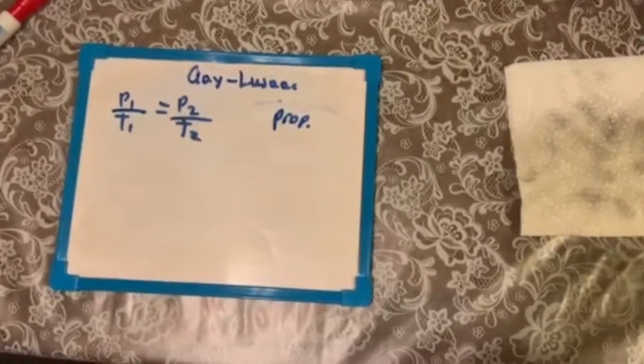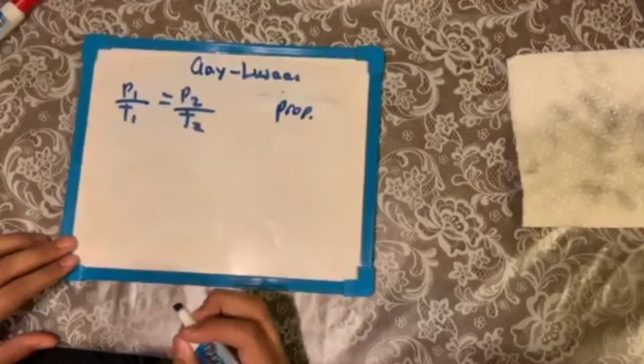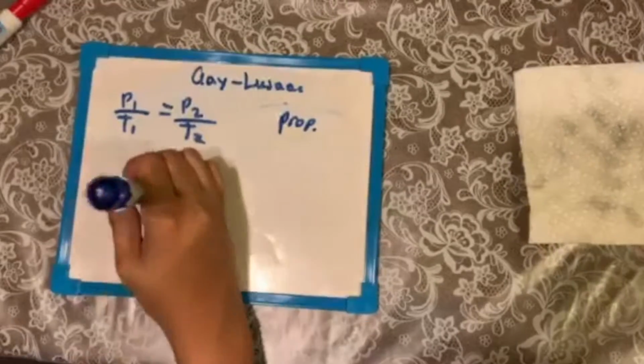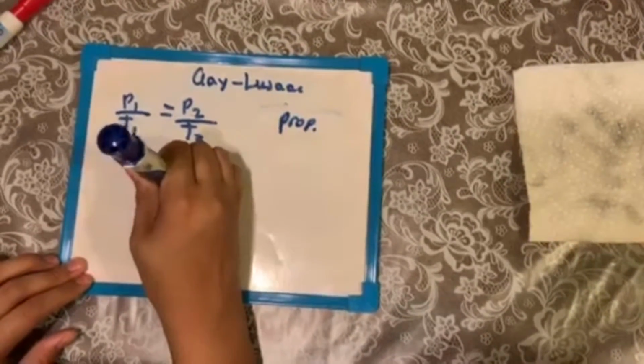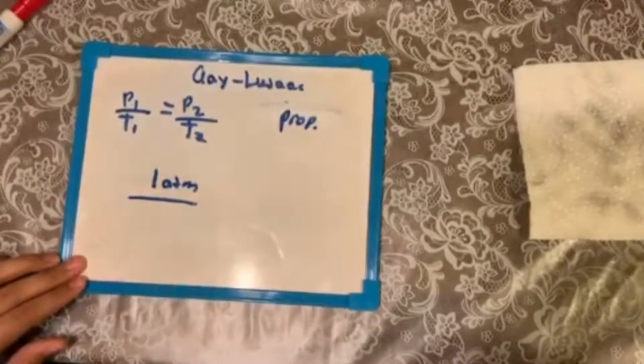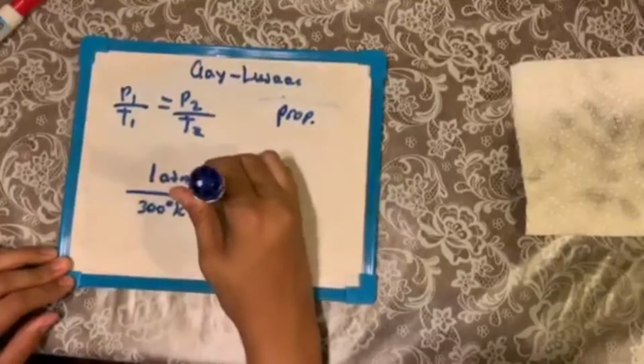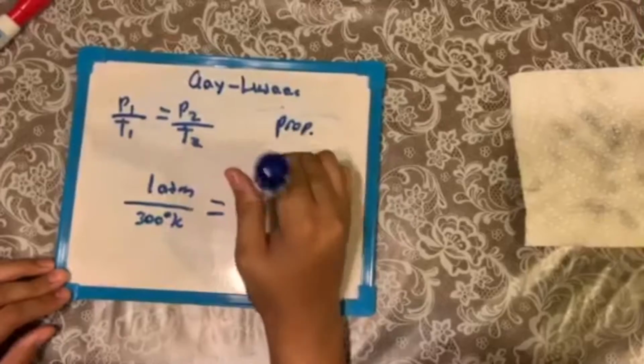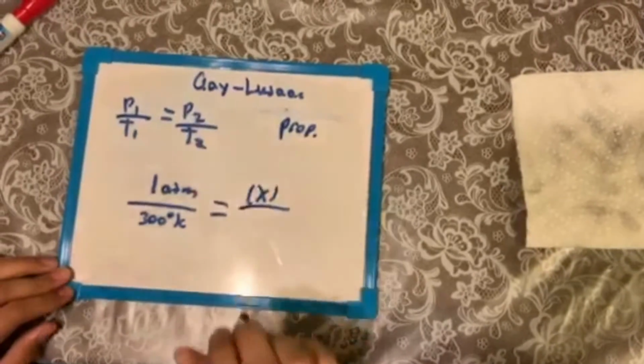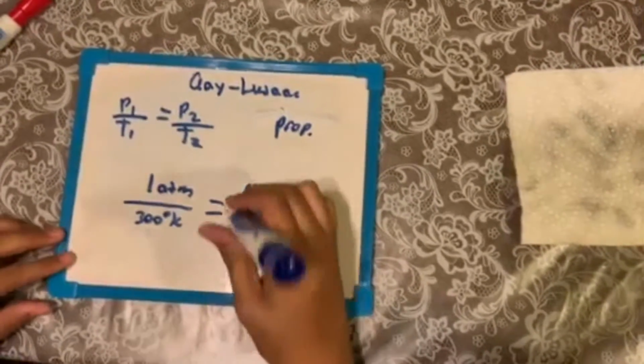So, let me show you a problem just to let you know what I'm trying to say here. Let's make pressure 1 atm, just keep it simple. And T1, let's make it 300 degrees Kelvin. And we're trying to solve for pressure 2, so that'll be X. And let's make T2 600 degrees Kelvin.